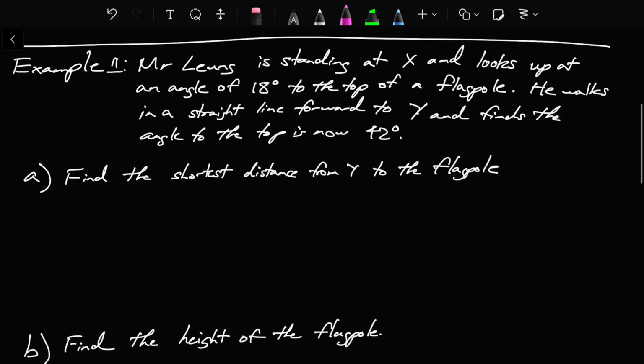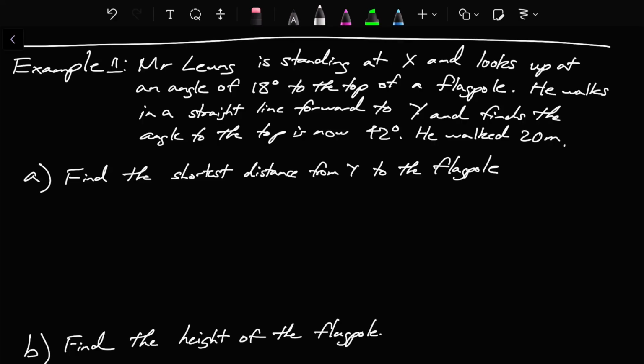Let's do three examples to see how we apply them. So this is example 1. Mr. Lung is standing at the point X and looks up at an angle of 18 degrees to the top of a flagpole. He walks in a straight line forward to Y and finds the angle to the top is now 42 degrees. Cool. There's one piece of information that I forgot. He walked 20 meters. Okay, that's important, and we'll see in a sec why.